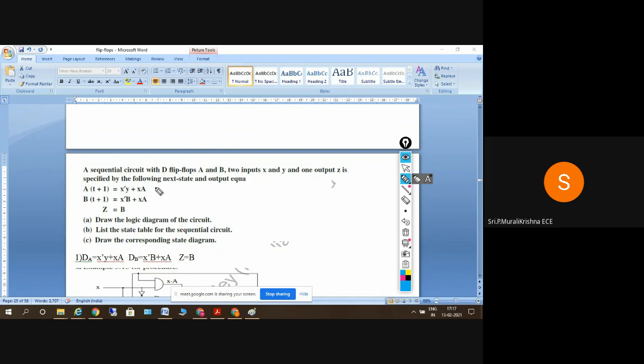So now I can conclude, since we are using D flip flops here, that A of t plus 1 is equal to this value, and D of A is also equal to x bar y plus xa. Yes or no? Yes, sir. And the D of B value is equal to x bar b plus xa.